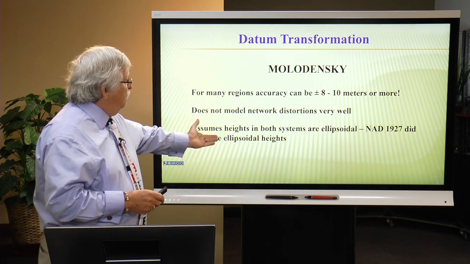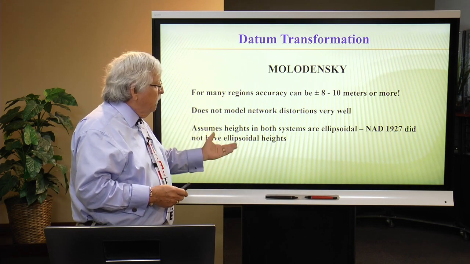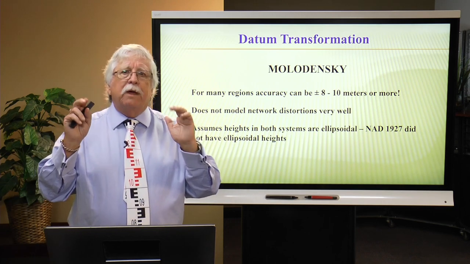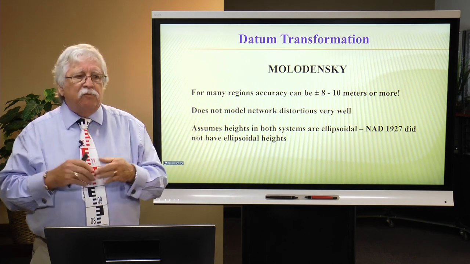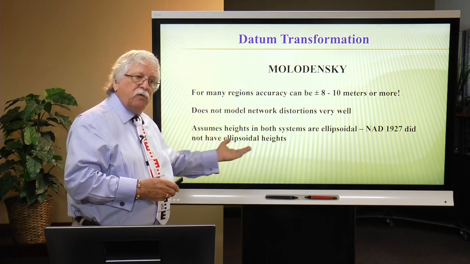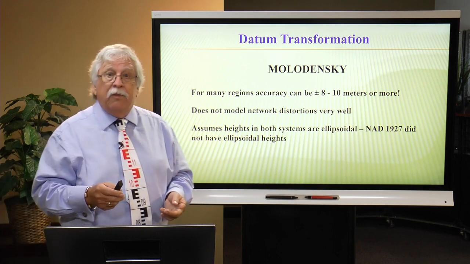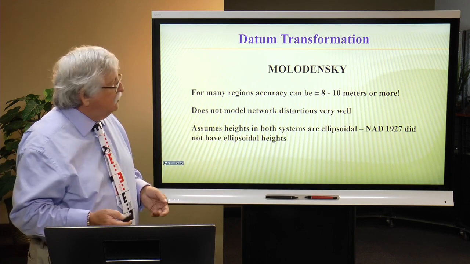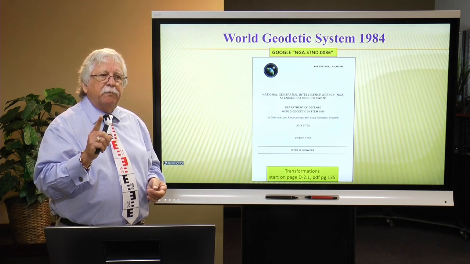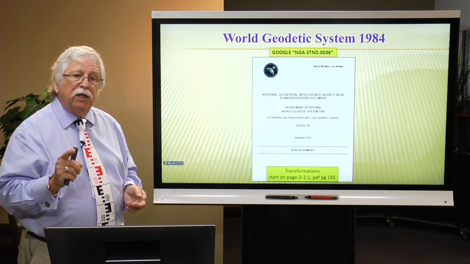They don't have ellipsoid heights. We never had ellipsoid heights on NAD27. So when you're doing this, you have to assume you have some orthometric heights, or what folks might classically call sea level heights, and assume that those are the ellipsoid heights. So right away, you're making an assumption that can have an error source. That's a problem. So there is a standard document. It comes from the National Geospatial Intelligence Agency.